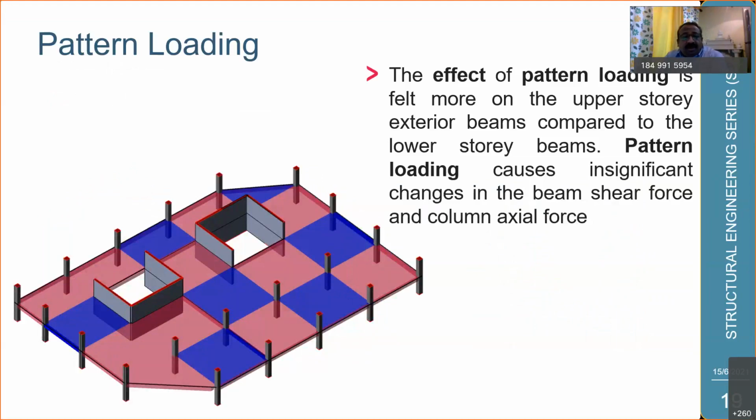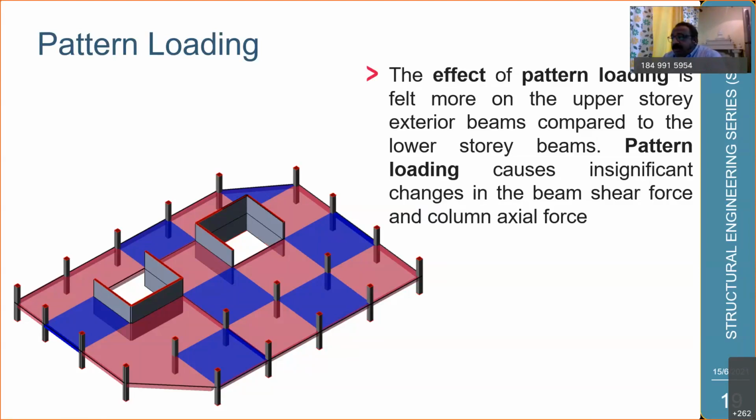And the pattern loading. Most of the time we ignore this pattern loading. When you're working on high-rise buildings, this is very important. The effect of pattern loading is felt more on the upper stories. The values of the bending moment are significantly higher for pattern loading as compared with the conventional loading for both beams and column members. The effect of loading is felt more on interior beam members as compared with the exterior beams, or in some cases, at the top floor, the interior beam the most as compared with any other beam members. The effect of pattern loading is more on the beam sagging moment as compared with the hogging moment.